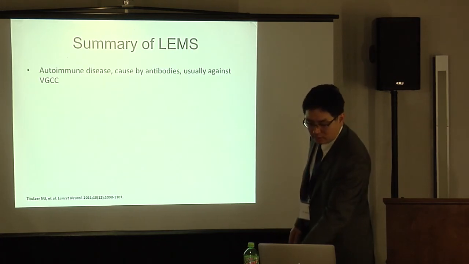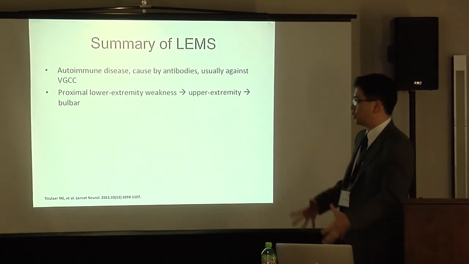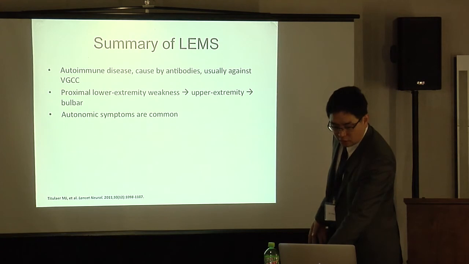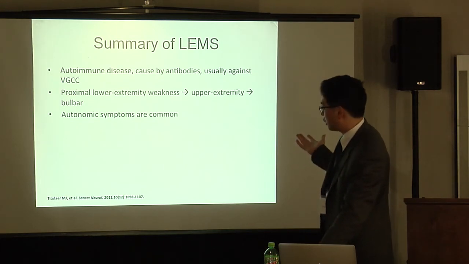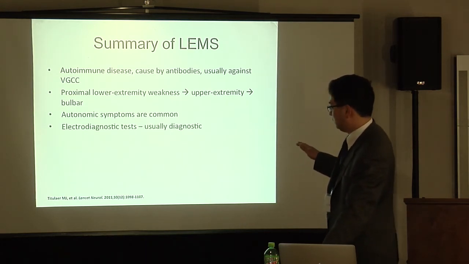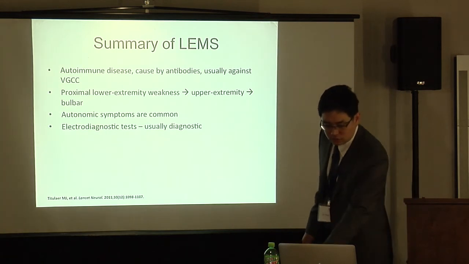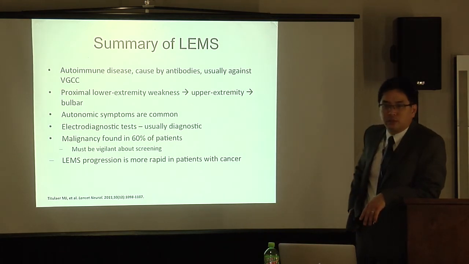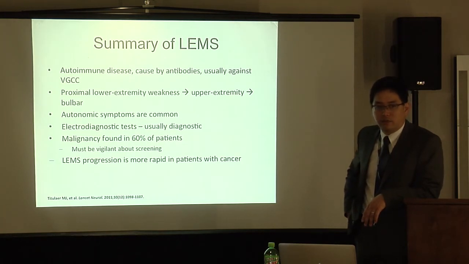Okay. So, a summary: it is an autoimmune disease. It's caused by antibodies, usually against the voltage-gated calcium channel. There's a progression that usually starts in the legs, moving from proximal to distal, going to the upper extremities and eventually to the face. The autonomic symptoms I talked about, dry eyes, constipation and blood pressure issues, are part of that and very common. Electrodiagnostic tests, the EMG and nerve conduction study, are usually the way we diagnose our patients. Malignancy is found in about 60% of patients, and we have to be very careful, if there is no cancer, to keep looking for cancer. And LEMS progression is a little more rapid in patients who have cancer than in those who do not have any obvious cancer.